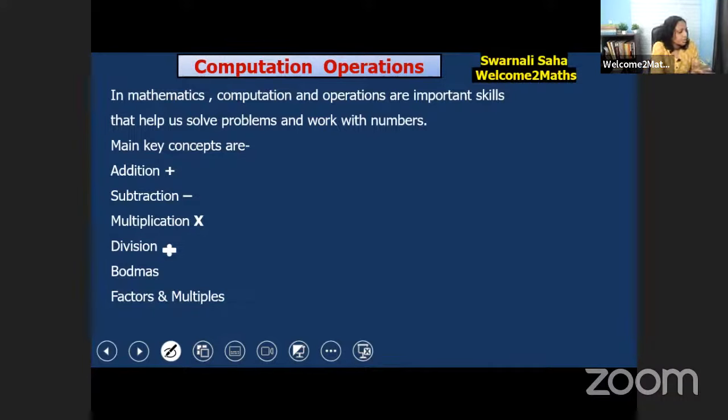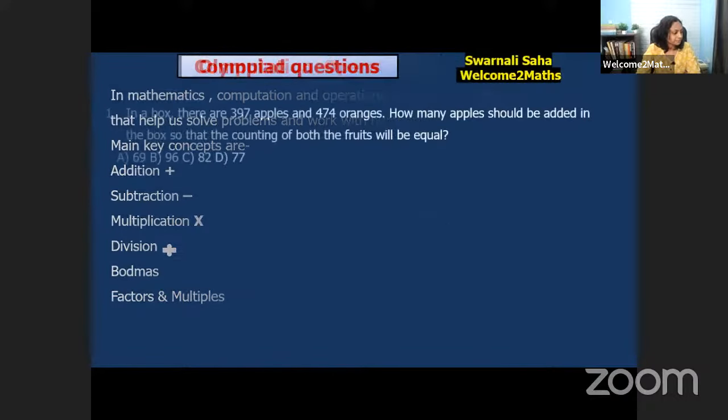The main key concepts in computation operations are, you all know, addition, subtraction, multiplication, division, and now you are in class 4, so the factors, multiples, and BODMAS rule are also included here. Okay, so let's solve some questions, and with solving questions we will learn more things. Okay, so let's see our first question.